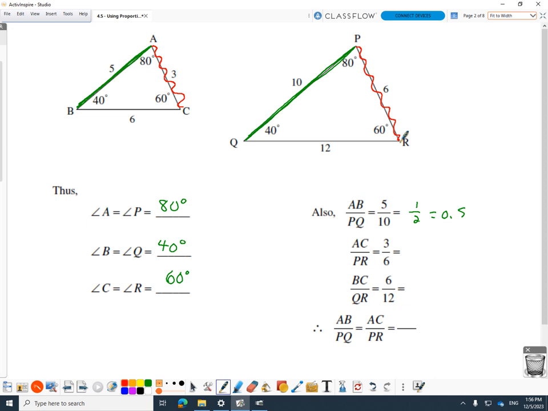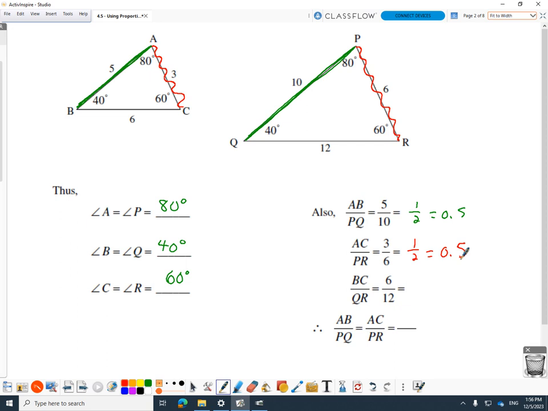And if they match up and they're similar, when I go 3 divided by 6, what do you get? 1/2, which is 0.5 again. This is what proportional is all about. The ratios of the sides will be the same in a proportional triangle, in a similar triangle.